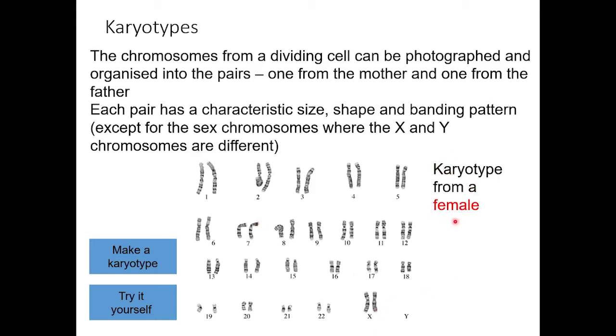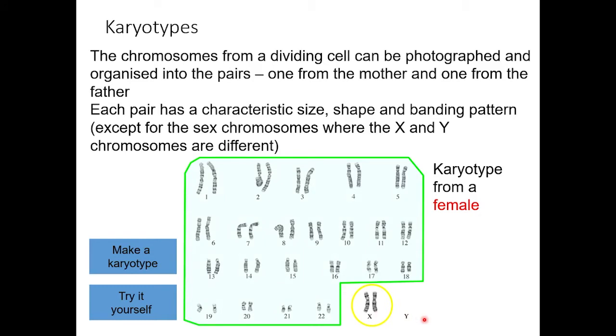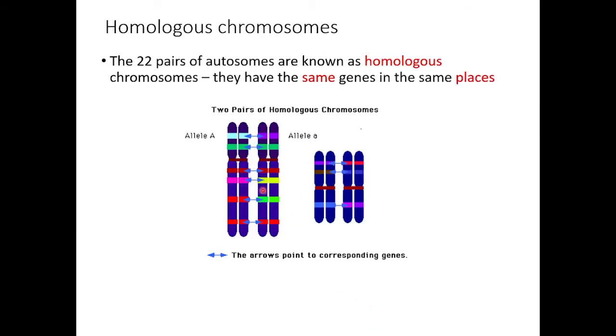This is a karyotype formed from a female cell, which is the X down here, and the rest of this is male, I think. The autosomes are 22 pairs, which is all of these. The heterosome is one pair, which is this one. The 22 pairs of autosomes are known as homologous chromosomes. They have the same genes in the same places.